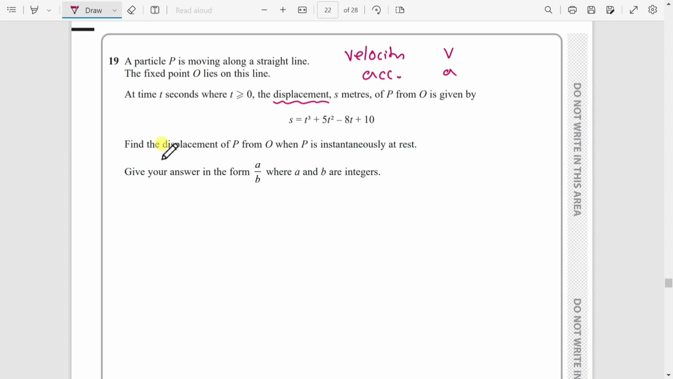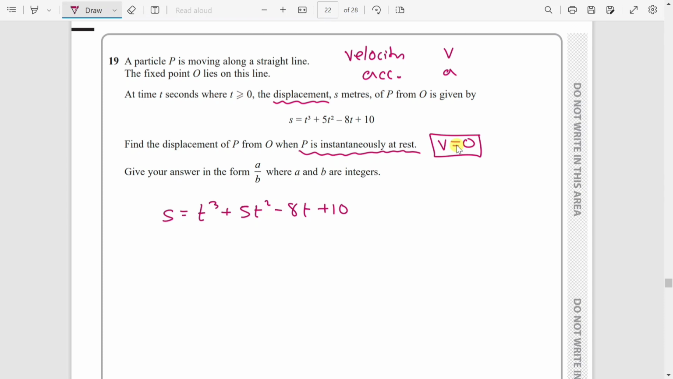Now the question is, find the displacement of P from O when P is instantaneously at rest. What it's trying to say is that P is not moving, and we're talking about velocity. We're trying to set this equation to v and make it equal to 0. Rest means you're not moving, so it equals 0. Now to go from s to v, we have to differentiate that equation. So let's rewrite it here. s equals t cubed plus 5t squared minus 8t plus 10.